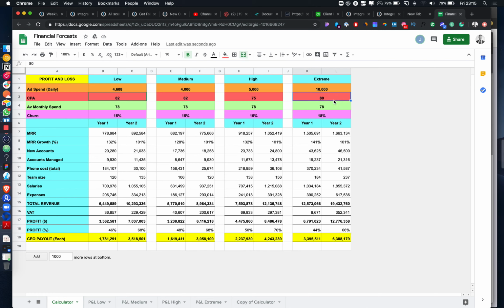But now, if we focused on all metrics, this is what growth hacking is all about, right? It's about optimizing five different metrics: acquisition, activation, revenue, retention, and referrals. So if we managed to optimize our CPA down to 65, average monthly spend up to 82, and got our churn rate down to, let's even keep it at a high amount, let's put it at 13%.